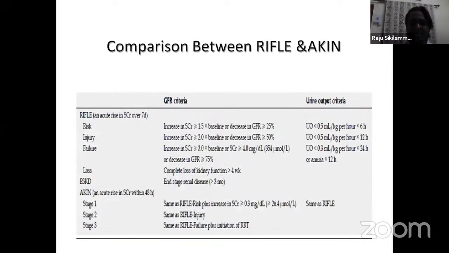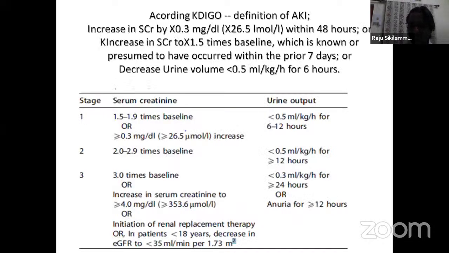The comparison between the RIFLE and AKIN criteria we discussed before. In the RIFLE criteria, the acute rise of creatinine was considered over 7 days, while the rise of creatinine in the AKIN criteria is within 48 hours. Then the AKIN criteria included RRT at stage 3. Apart from that, AKIN is the same as RIFLE. Then comes the KDIGO criteria. According to the KDIGO criteria, the definition of AKI is an increase in serum creatinine by 0.3 milligram per deciliter within 48 hours, or an increase in serum creatinine to 1.5 times baseline within 7 days, or a decrease in urine volume to 0.5 ml per kg per hour for 6 hours.